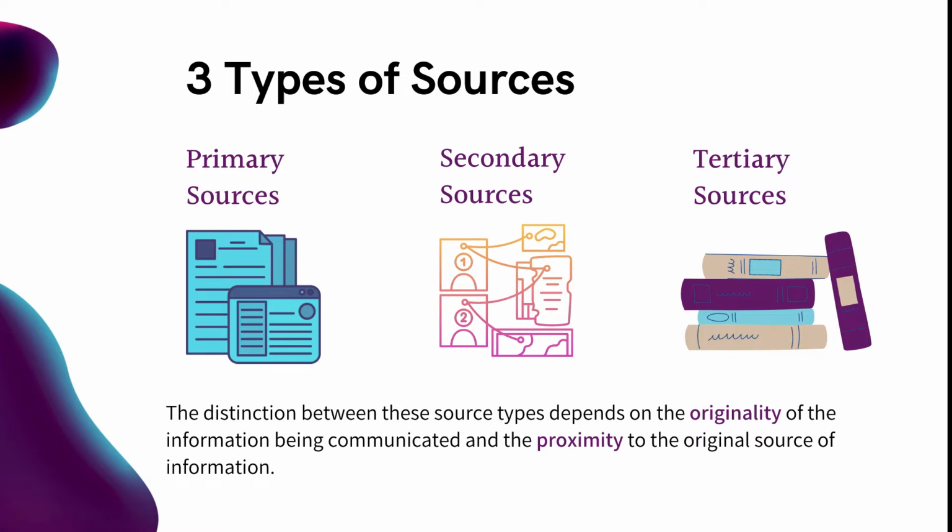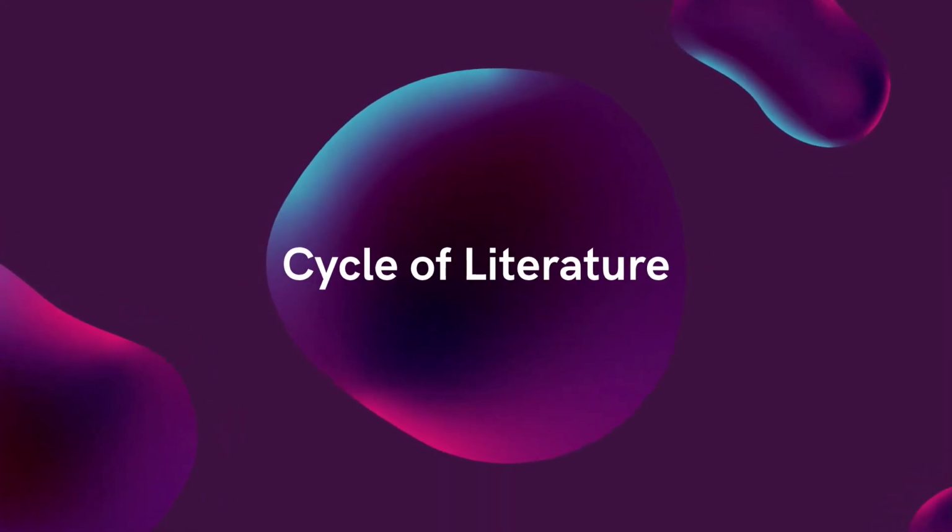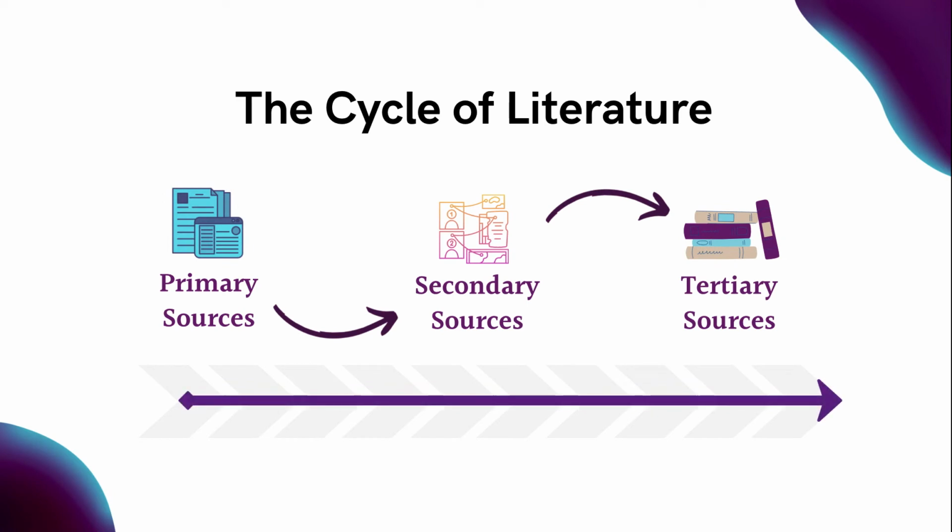The distinction between these resource types depends on the originality of the information being communicated and the proximity to the original source of information. In sciences and biomedical fields, research findings are shared and communicated formally through presentations at conferences or published in journals, reports, or conference proceedings. A newer area of scientific information sharing is through the sharing of research data sets. These forms of information sharing are considered primary sources.